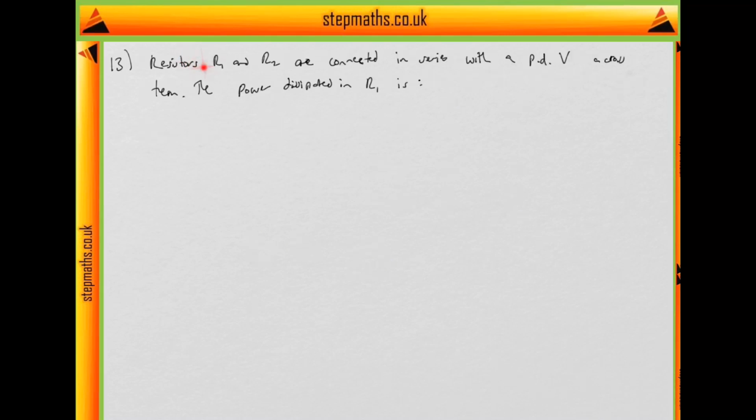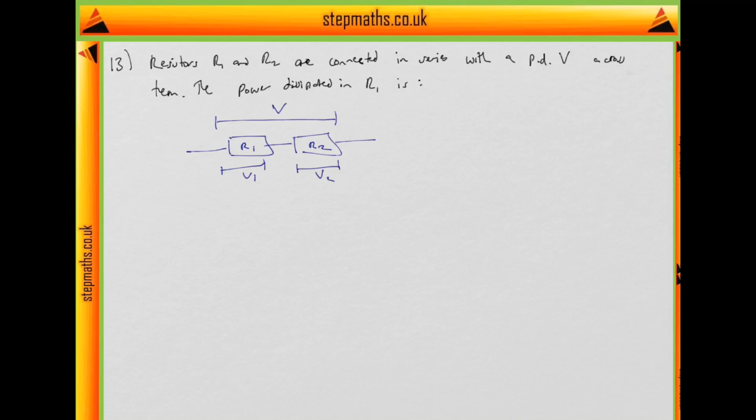So question 13, we're told 2 resistors, R1 and R2, of resistance R1 and R2 are connected in series with a potential difference V across them. And we're asked to find the power dissipated in R1. So let's draw this out. They're in series, so you have R1 and R2, and we have a potential difference V across them. We're going to lose some voltage V1 across R1 and V2 across R2.